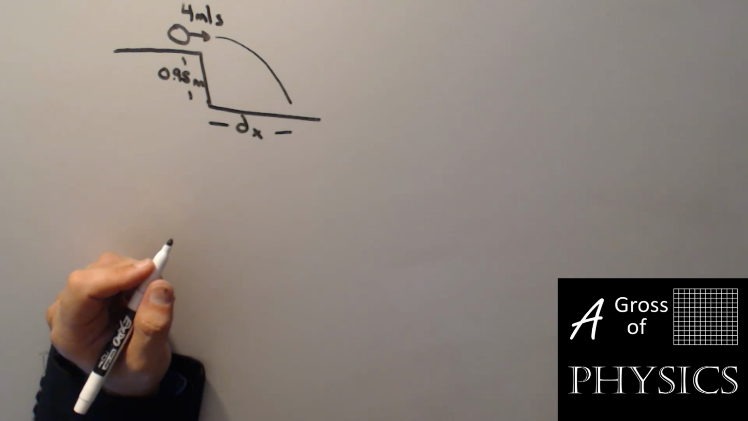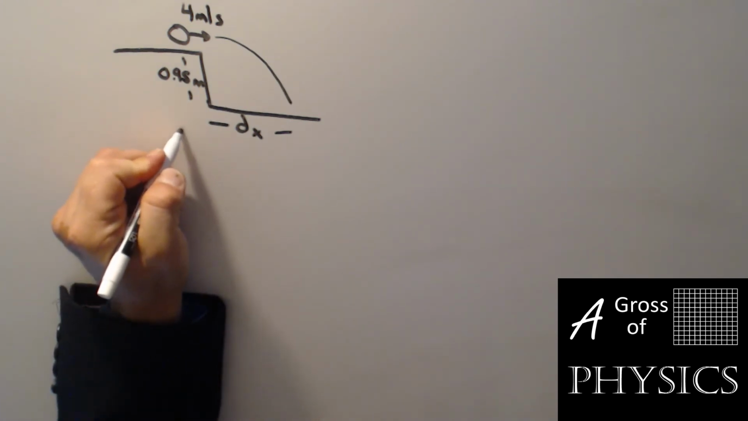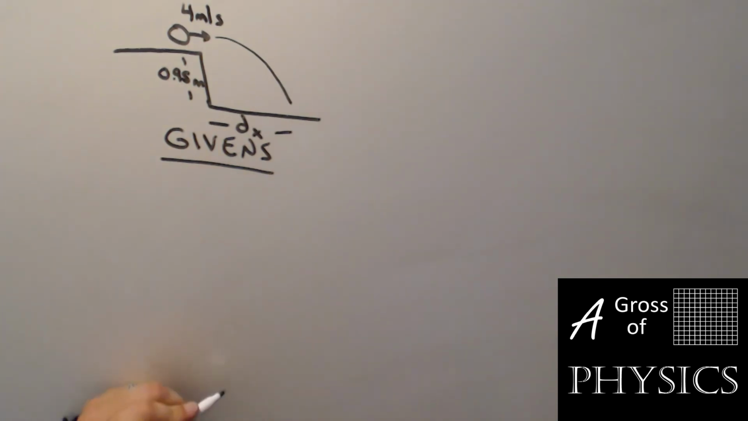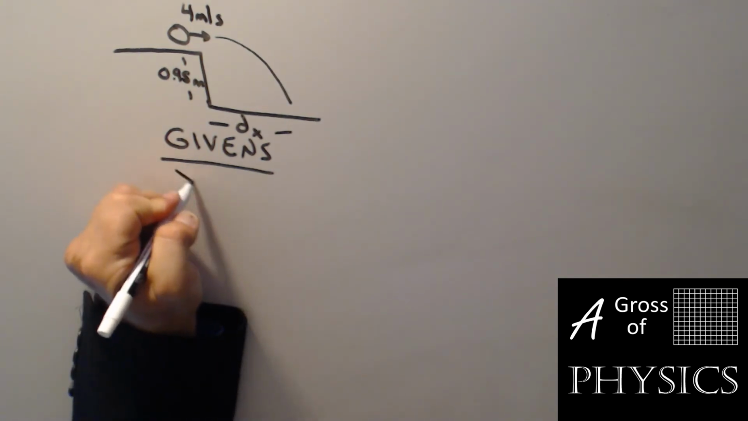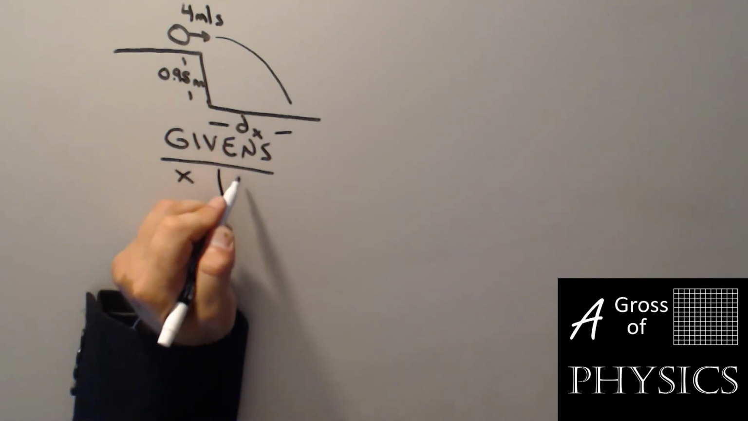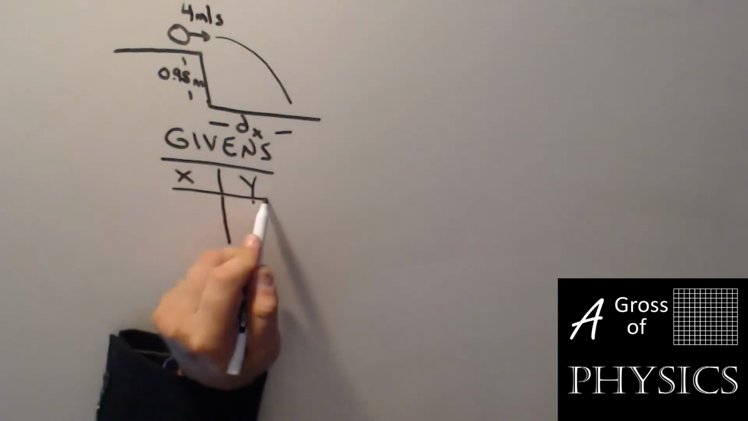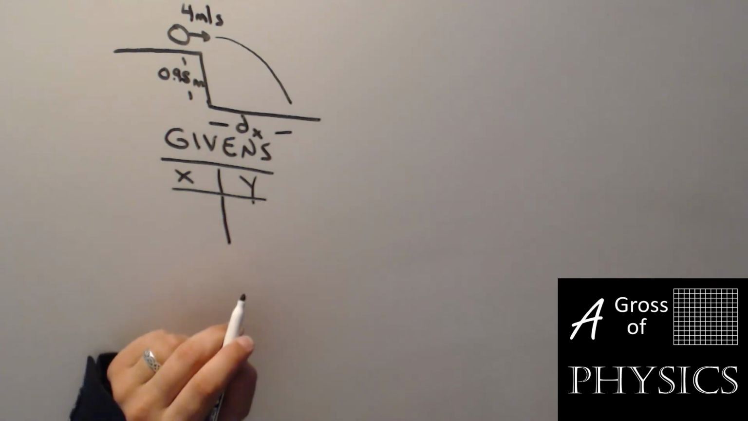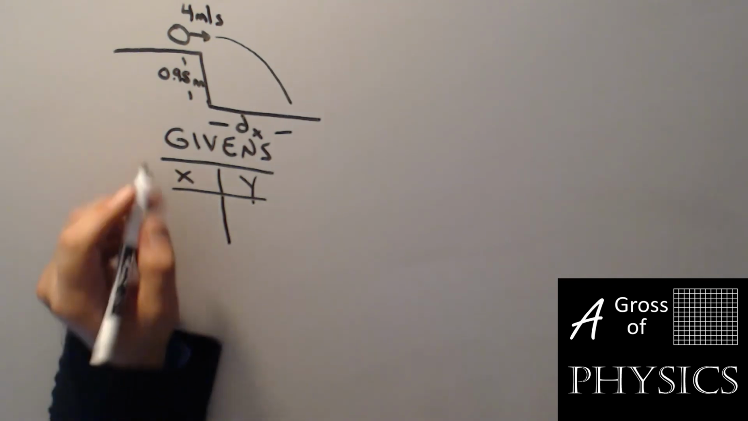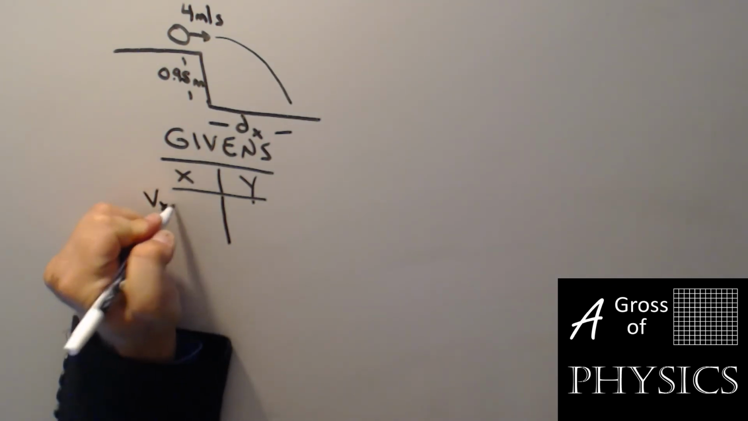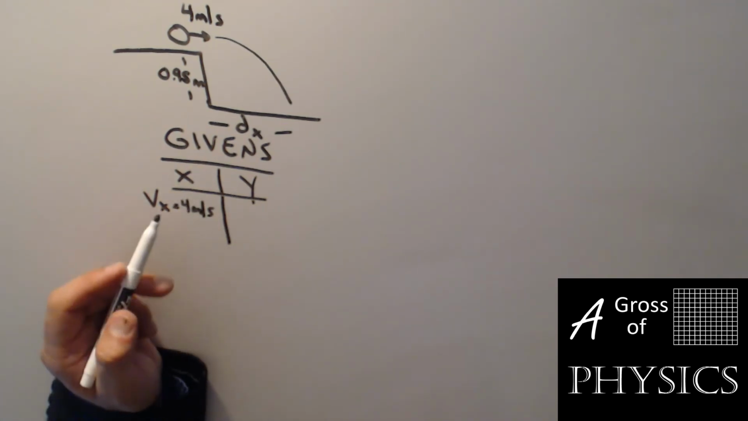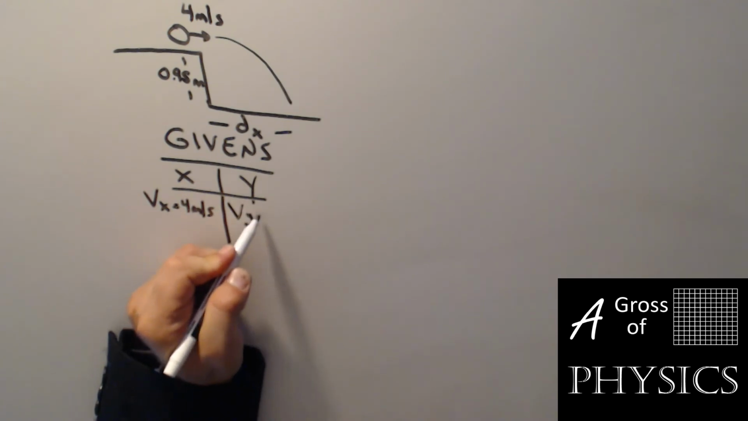So the process by which we solve this is to start with a givens list, like we've done for many of our problems. But instead of just listing a single list, we're going to have two sets. We have x and we have y. Now, when we do that, we put all the x variables on the left and all the y variables on the right. For example, the v in the x, that's your 4 meters per second. And if all of the motion is sideways, that means there's none left over for the y.